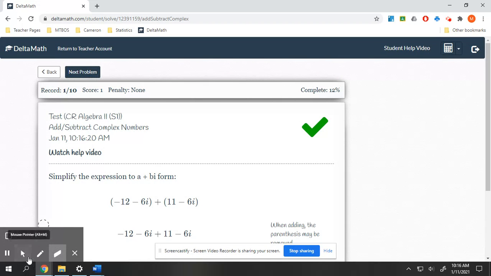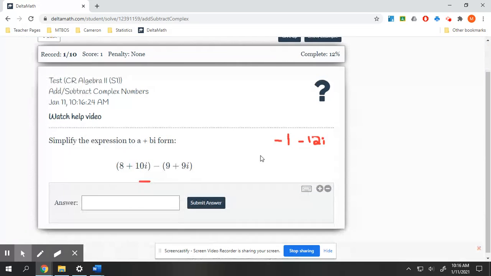All right, now next problem. I kind of want to get one where we have subtraction. There we go. Let me go ahead and erase this for you. All right, so with subtraction, same concept, just be very, very careful with signs. I have an 8, and then I am subtracting a 9. 8 minus 9, well, that is negative 1 again.